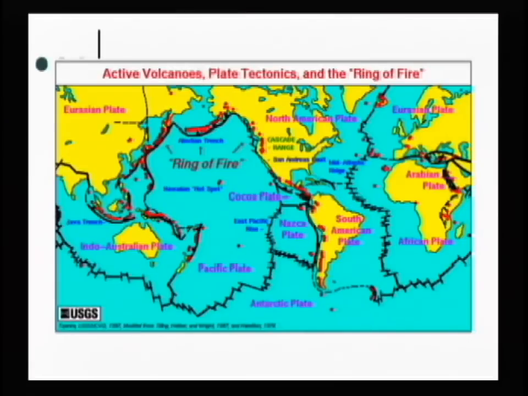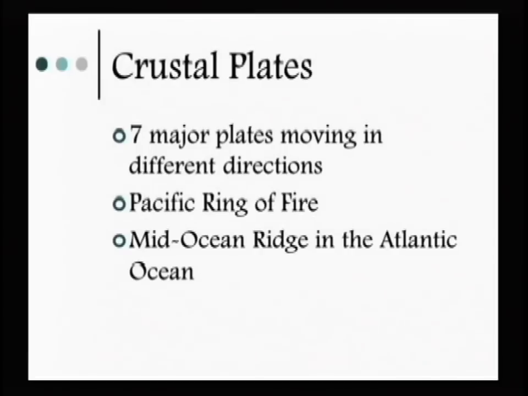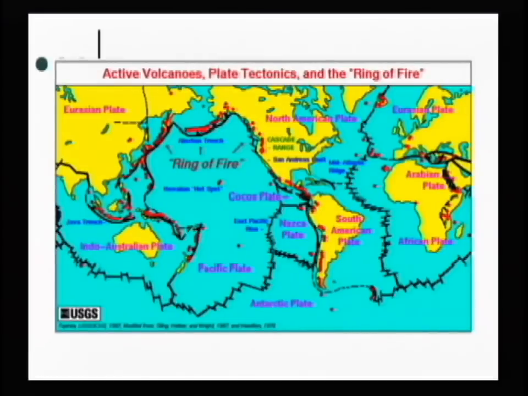Now remember I said we have about 7 major plates, and we have the Pacific Ring of Fire. This is showing active volcanoes, the plate tectonics, and the Ring of Fire. Now, find North America. We're sitting on a plate called the North America plate. Notice that the edge of the plate runs down the Pacific side of the United States, basically the western side. It runs up toward Alaska, over to Japan, down the side of Japan, and all the way down past Australia, where you can see the Pacific plate at the bottom.